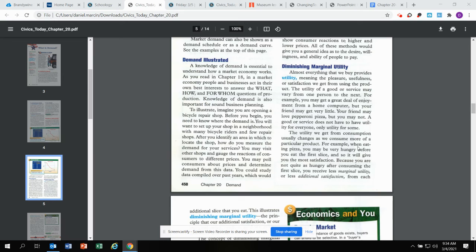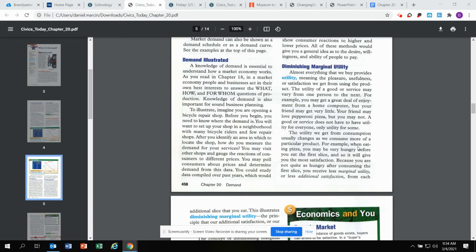The utility of a good or service may vary from one person to the next. For example, you may get a great deal of enjoyment from a home computer, but your friend may get very little. Your friend may love pepperoni pizza, but you may not. A good or service does not have to have utility for everyone, only utility for some.